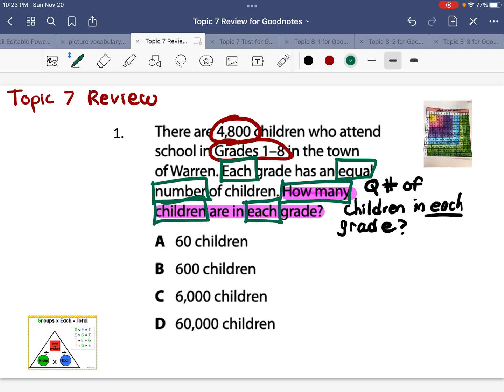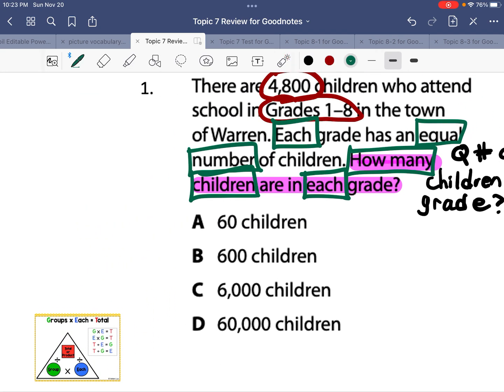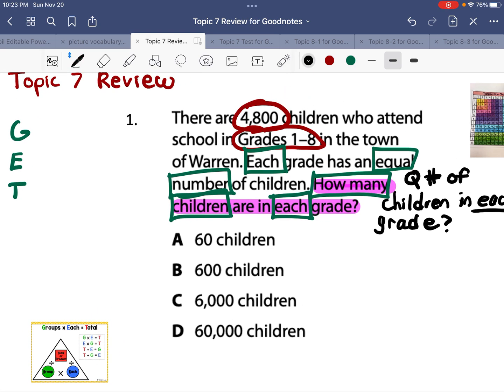Okay, so again, we said that each would tell us to multiply, but since now that we're going into division, we need to figure out, okay, are we actually going to multiply or are we going to divide? So I like to do the get, okay, and I have it down here. So my get, I have my groups, my each, my total. Okay, so I'm going to start off with my total.